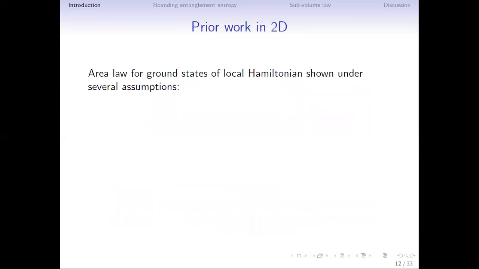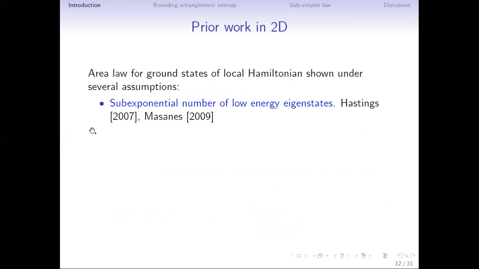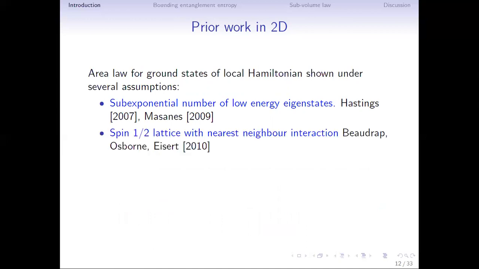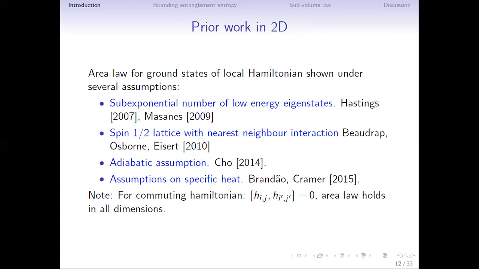In 2 dimensions, a series of prior works are known, and area law has been shown under several assumptions. One assumption is that there are a small number of low energy eigenstates. Another one is that we are working with spin half particles or qubits with nearest neighbor interaction. There is an adiabatic assumption, and there is an assumption on specific heat.